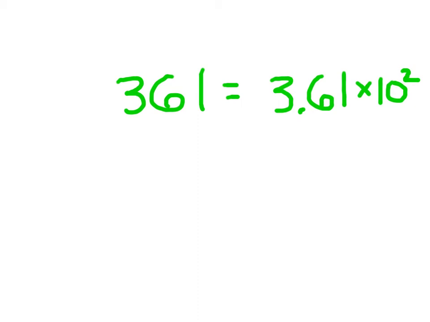And that's how many places we needed to move the decimal point. So here is the decimal point for 361, and we would need to move that decimal point 2 places for 3.61, and that's why it's 10 squared.